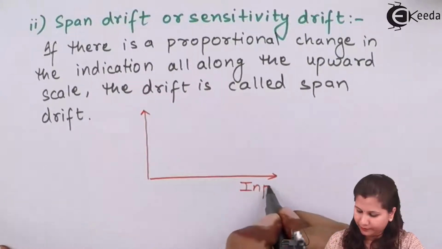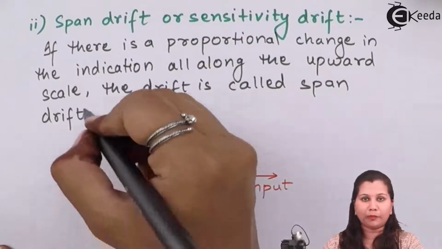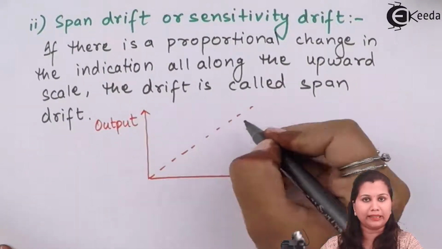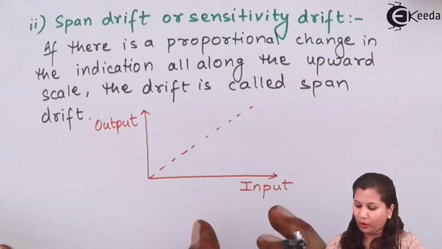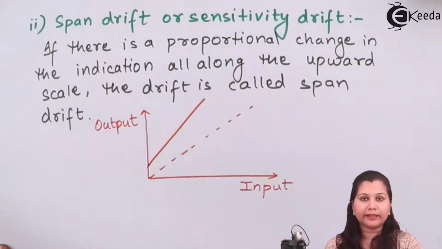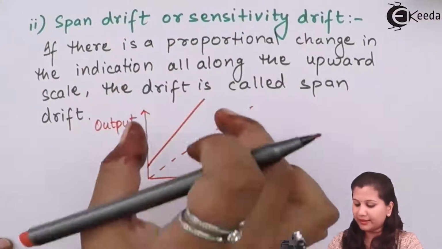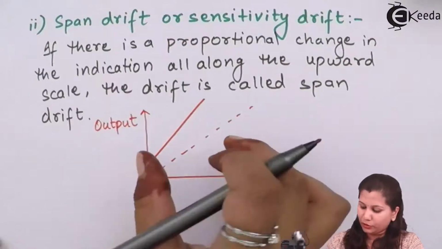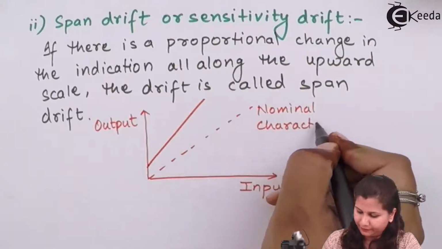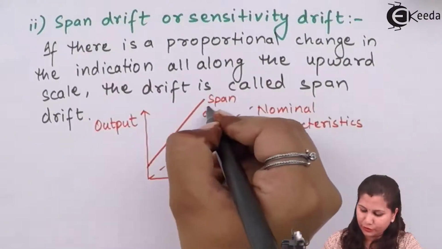Now if we draw the figure for the span drift, this is the input and this is the output. When we are changing the input, the output is also changing in the same way. So if we draw the nominal characteristics of the instrument, it will be like this, having a linear relationship. Now when span drift occurs, the output will change in some proportional manner to the input. You can see that the output is increasing, and this is in the whole range of the instrument. So these are the nominal characteristics, and this is the characteristic due to span drift.